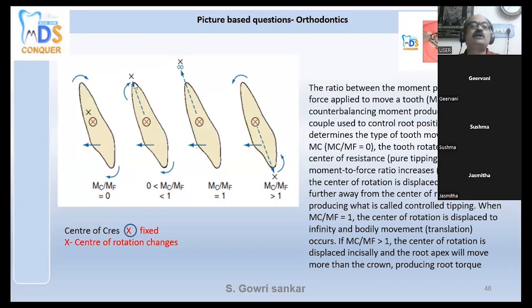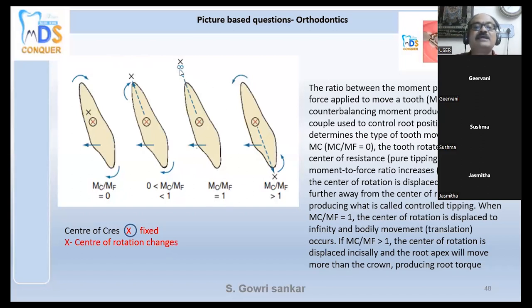So for controlled tipping, the center of rotation is at the apical third. Both are tipping. This is uncontrolled tipping. This is controlled tipping. And you can see that the center of rotation shifts from uncontrolled tipping to controlled tipping to the apical region. But you can still deal with the moments that are there. Moments created by the original force, MF, are not controlled. But coming to the next, can you see here, there are no moments.